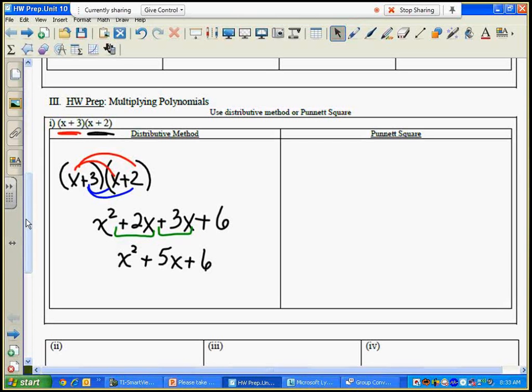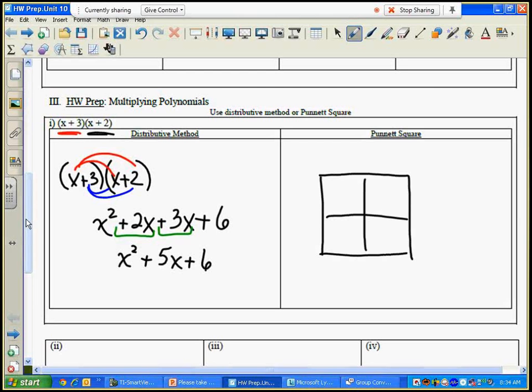And it involves Punnett squares. Or you might hear some teachers call it a graphic organizer. Okay? Well, if you're going to multiply a binomial times a binomial, and you're going to make your Punnett square, your graphic organizer, you got to make it fit how many terms you have in each one of your polynomials. So if we have a binomial times a binomial, we need a 2 by 2 square. Okay, so let's make a 2 by 2 square.